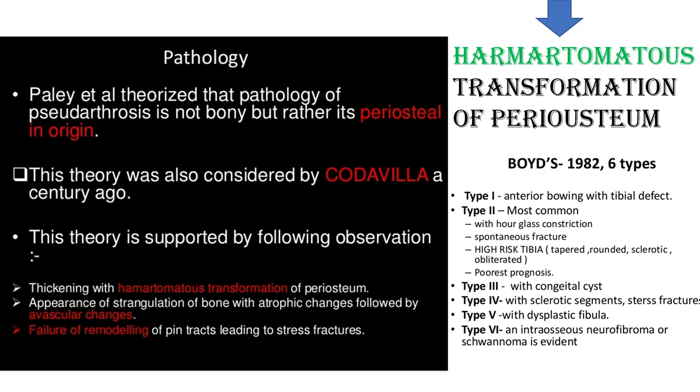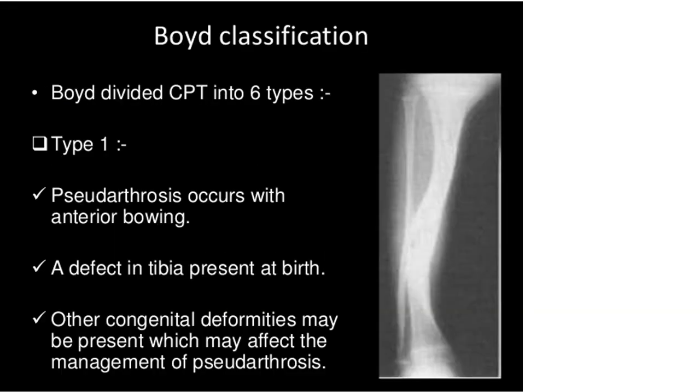Now Boyd has classified this non-union in 5 to 6 stages. Among them, some are asked in MCQs. Type 1 presents with anterolateral bowing, and this defect is present since birth, and it is a congenital deformity, and mostly this is not present with fracture.